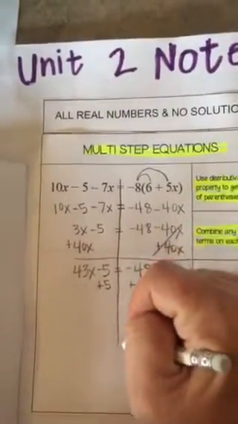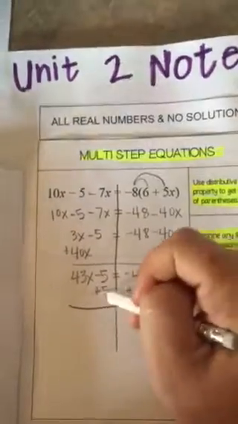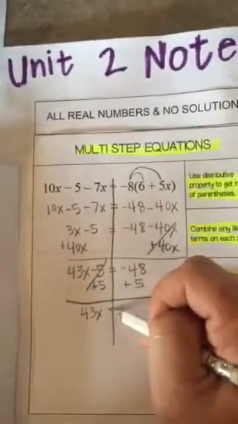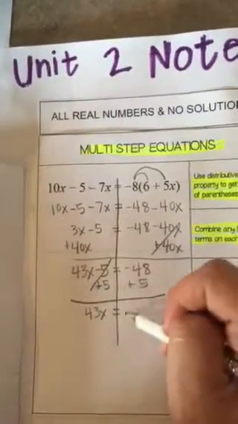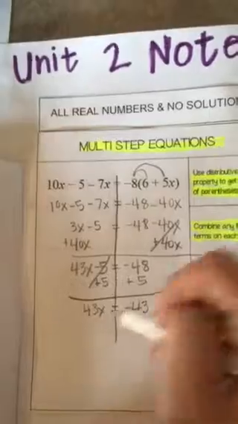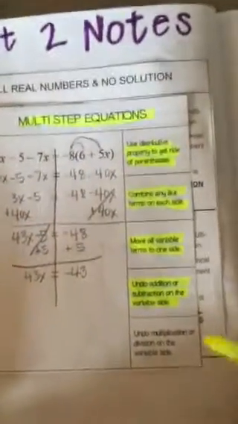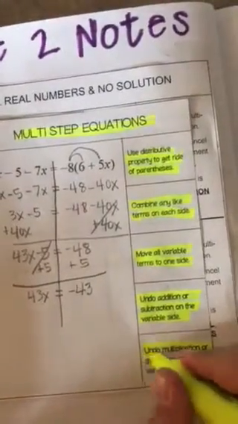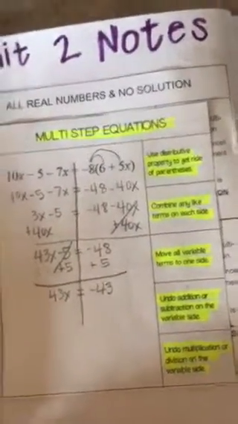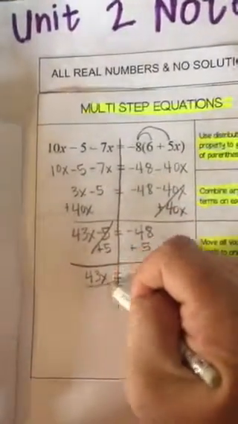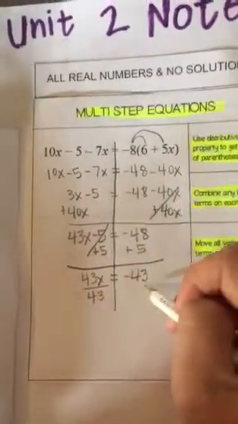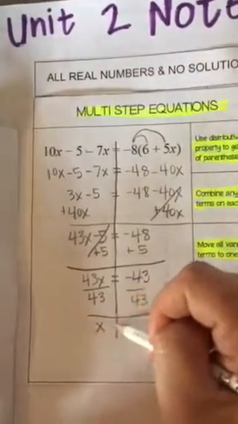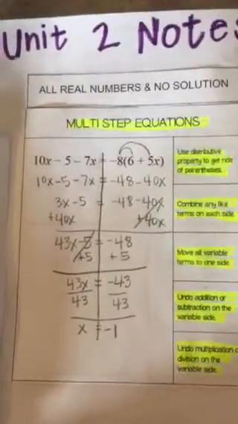I need to extend my weight bar a little lower. So I will get 43x equals -48 plus 5 is -43. And then my last step says to undo the multiplication or division on the variable side. So I've got multiplication. To undo that, I divide by 43. And I would get x equals -1.